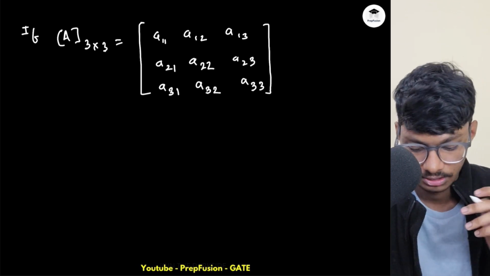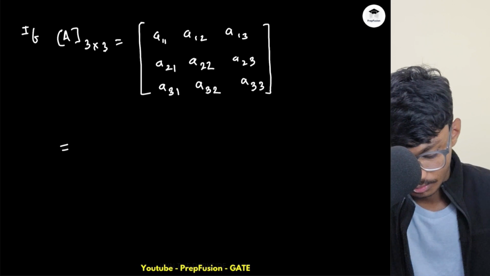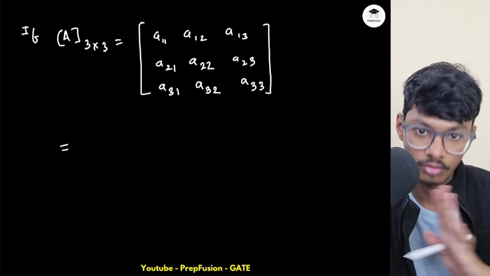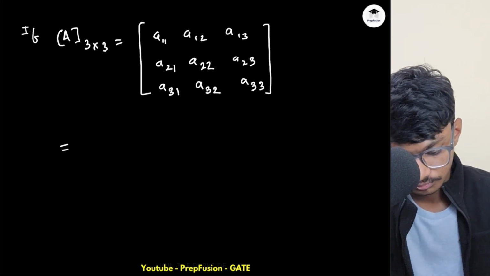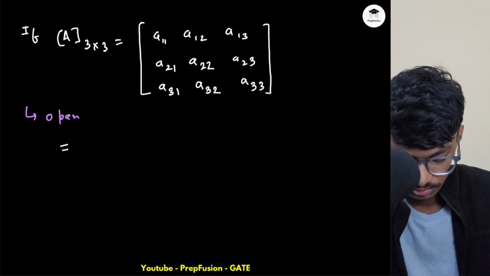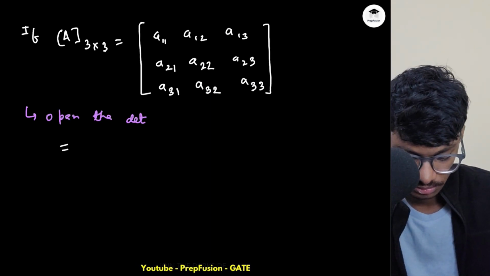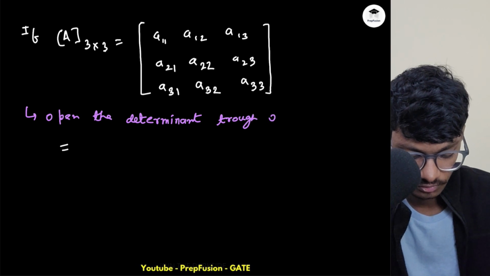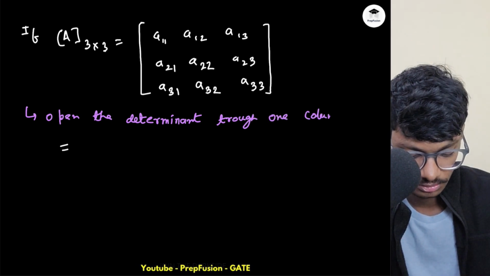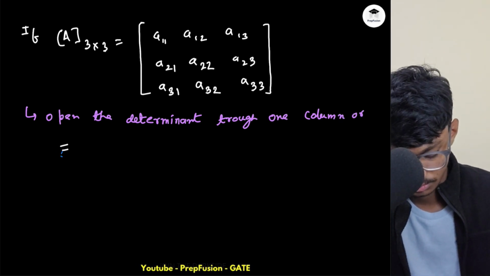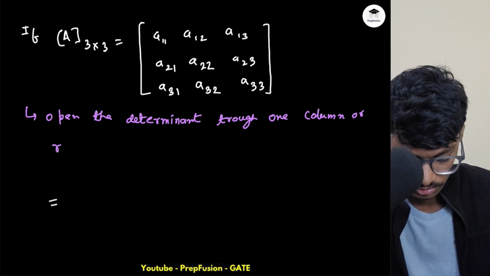determinants. Okay, how we will do that? So basically we can write, okay, either we can open up through anything, but we have to open through one row or one column only. Okay, so open the determinant through one column or row.